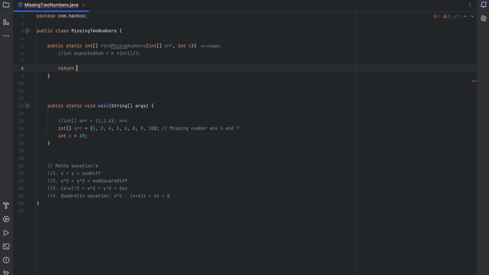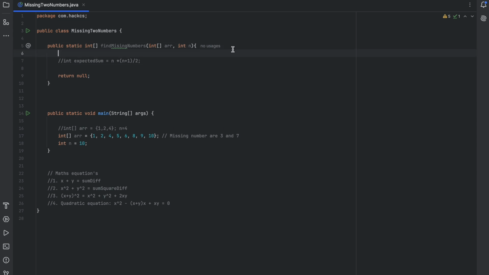For now we'll just return null. Okay, perfect. So we have our logic in here, n multiplied by n plus 1 divided by 2.